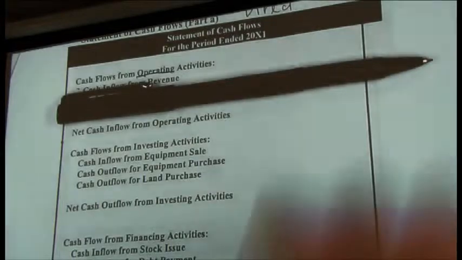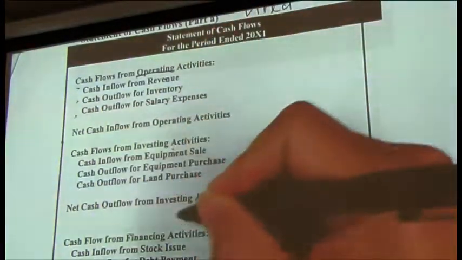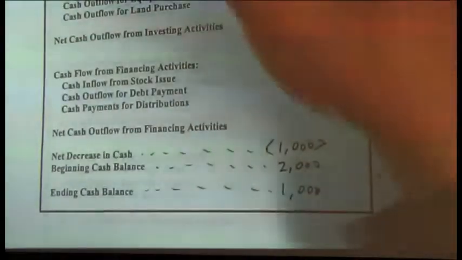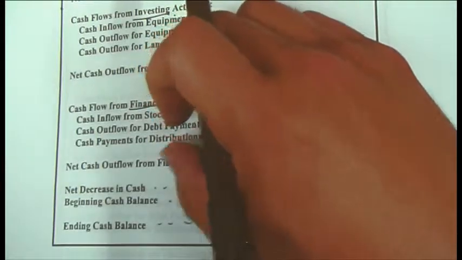So the first thing you have to do is put the title, put down O, I, F. That's your structure. When you put down O, please leave some room. When you put down I, please leave some room. When you put down F, please leave some room.